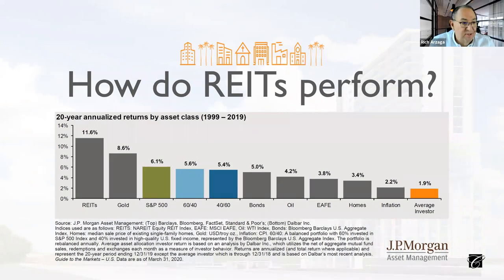By the way, homes are defined as places where people live. In other words, they're not investment properties. They're lifestyle assets. Places you purchase or you rent. The appreciation for homes has been 3.4% over that time. Inflation has been 2.2. And by the way, the average investor has been just under 2%. A little bit disappointing to see that.